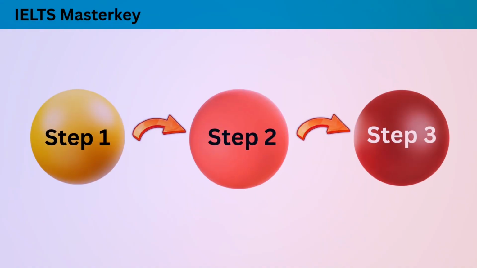Three instantly powerful steps that can skyrocket your IELTS writing task 2 score. I'm talking about jumping from band 5 to band 7, 8, or 9. And I'm not kidding. If you stick with me till the end, you'll literally understand IELTS writing better than 90% of test takers. Let's go.